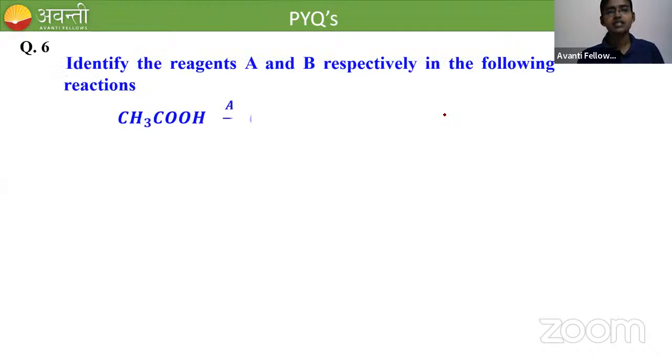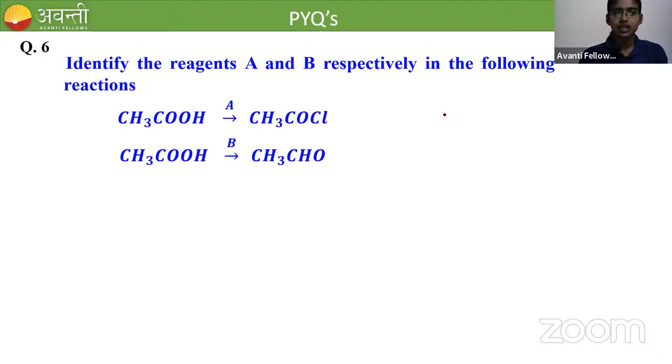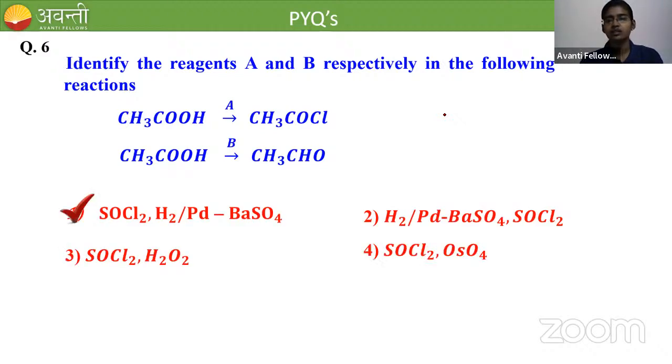Identify the reagents A and B respectively in the following reaction. So two reactions are given to you. Reactant and product are given and you are asked to find out the reagents from the given options. So what is the correct answer? The answer is option 1.